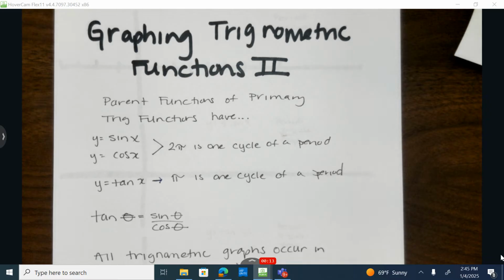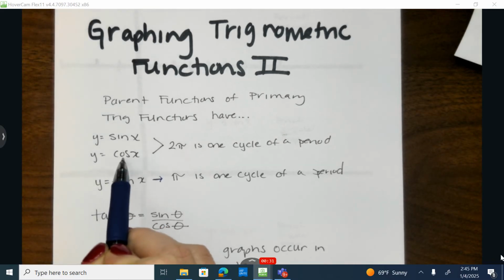So we have parent functions of trigonometric functions, which would be your sine, cosine, tangent. And then we have the secondary or reciprocal functions, which we'll talk about in a different video during this lesson, which would be cosecant, secant, and cotangent.